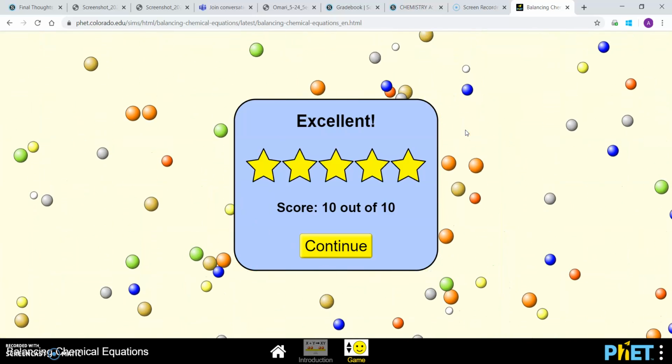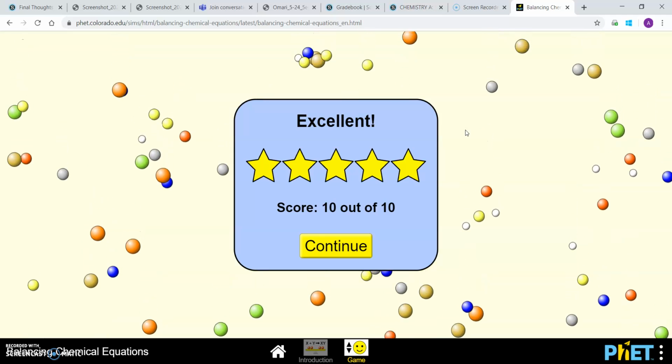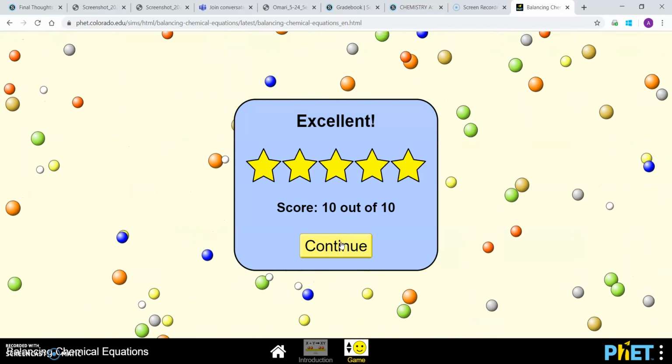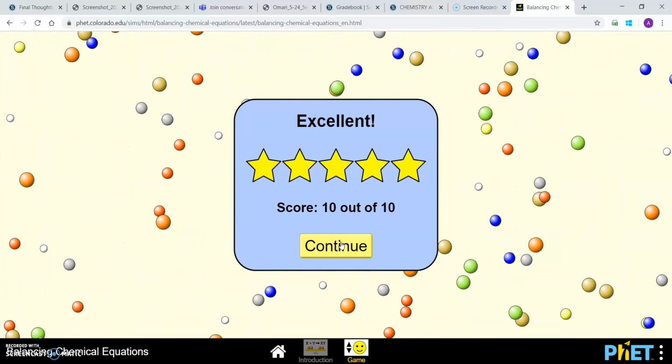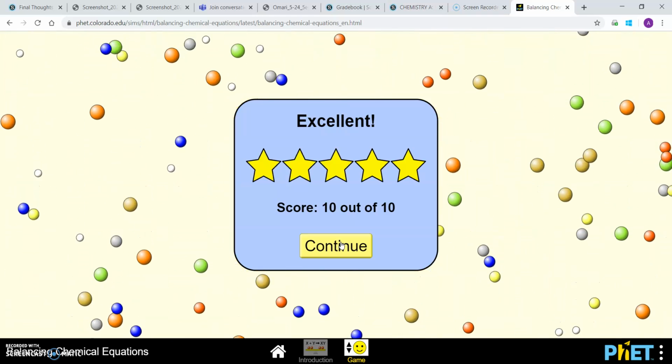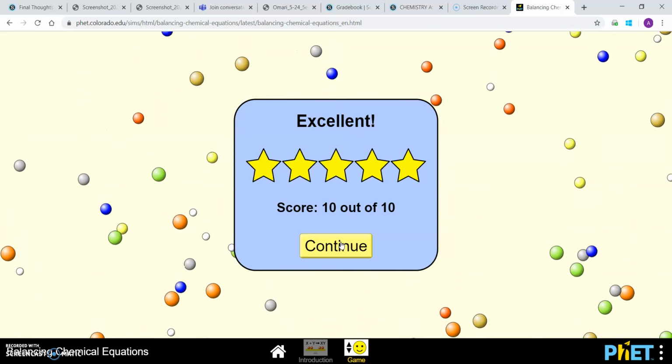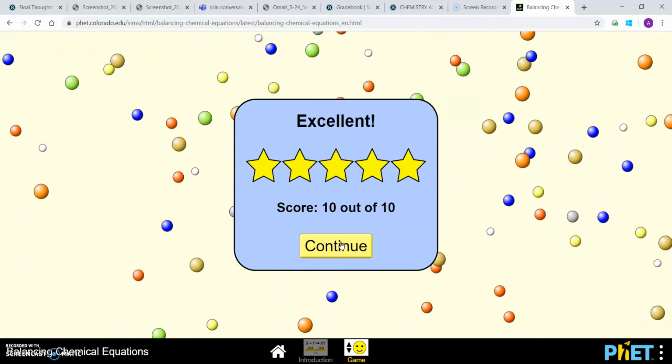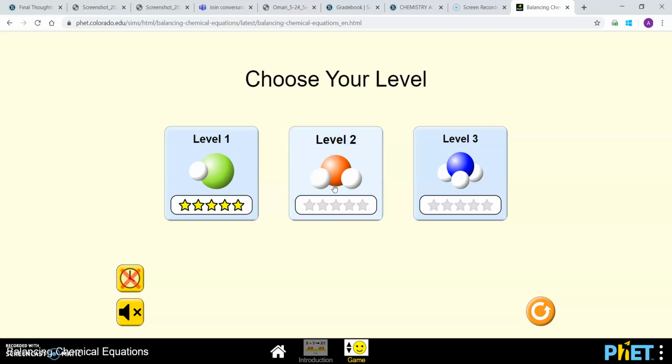If you didn't, that is okay. Just try it again. This is one of those things where you just need to keep practicing, and eventually it'll just click. It'll be super easy. But until that point, you're kind of going to be confused. But that's okay. That's what everyone goes through when they're learning this stuff. And then you can continue on with levels 2 and 3.